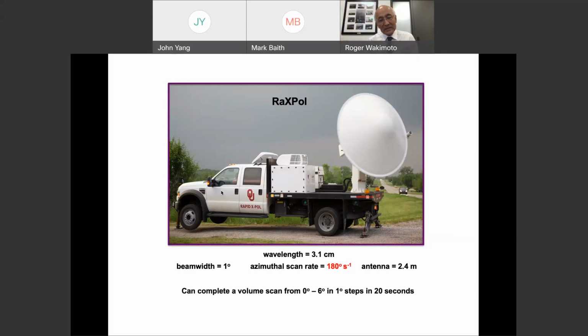So this is a typical volume scan. We might try to do a 0 to 6 degrees elevation scan in 1 degree steps. RAXPOL can do this in about 20 seconds. In comparison, what would a regular radar be able to do if it didn't have rapid scan capability? It probably would take 2 to 2.5 minutes to complete this volume scan. So this is really a step up in the temporal resolution. We'd like to do even better than that, and we think we can, but 20 seconds isn't bad.